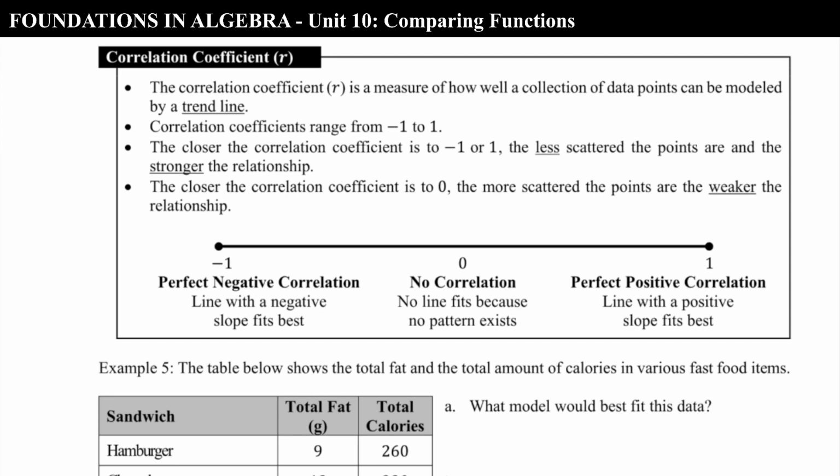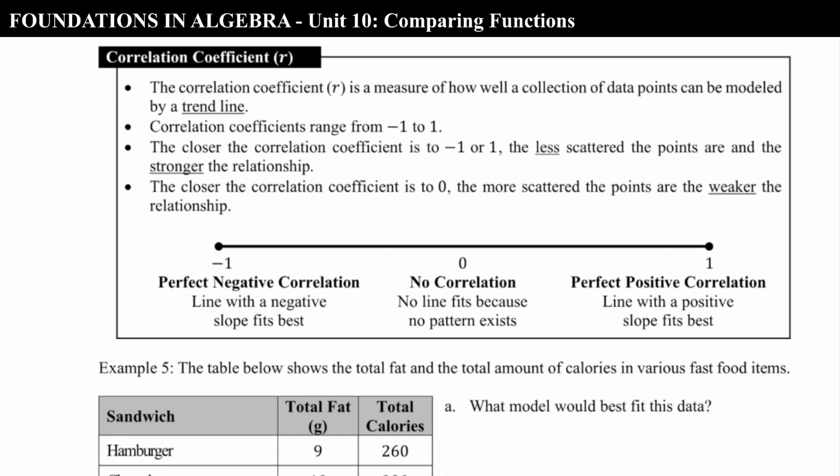So the correlation coefficient is a measure of how well a correlation of data points can be modeled by a trend line. Correlation coefficients range from -1 to +1. The closer the correlation coefficient is to -1 or +1, the less scattered the points are and the stronger the relationship. So we have a strong negative correlation when we're close to -1. We have a strong positive correlation when we're close to +1. The closer the correlation coefficient is to 0, the more scattered the points are and the weaker the relationship.